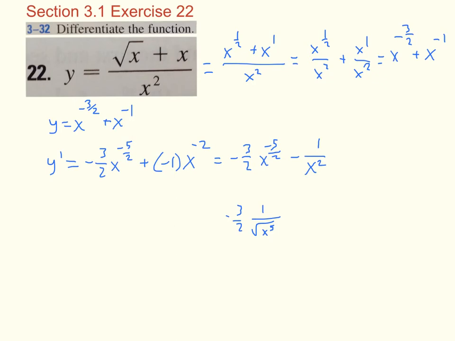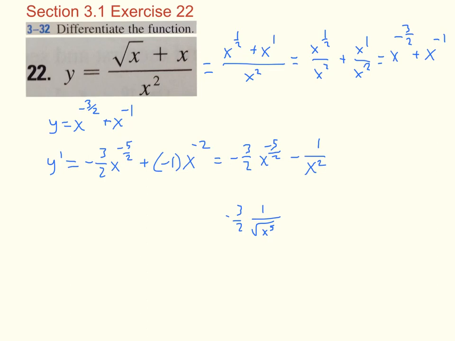So if you have a rational expression where there's only one term in the denominator and everything's a power of x in this case, then rewrite them with exponents, split your fraction and divide them out, and then you can differentiate one term at a time. Makes it a lot easier.